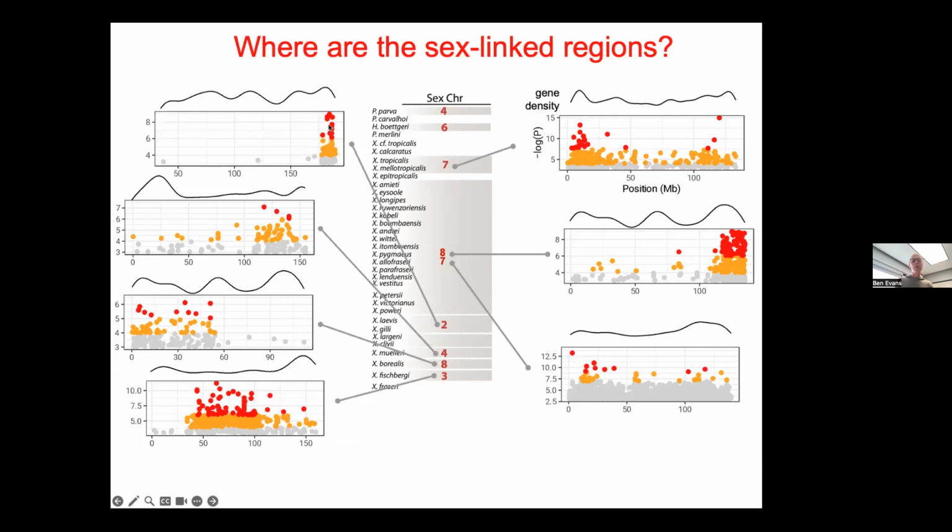Laevis has its sex-determining region, again, on a tip of a chromosome, where recombination is low in females. Same with Borealis on chromosome 8. It's actually on the opposite side of chromosome 8 from what Pygmaeus has for its sex-determining region. Sorry, that's this one here. And the same is true of Mulleri, which is chromosome 4. And the only exception we see is in Xenopus fischbergi, where the sex-determining region is right in the middle of the chromosome, even though it does have a female sex-determining system.